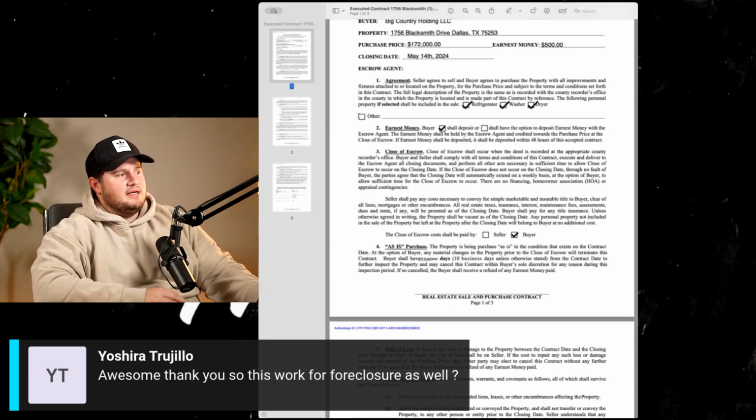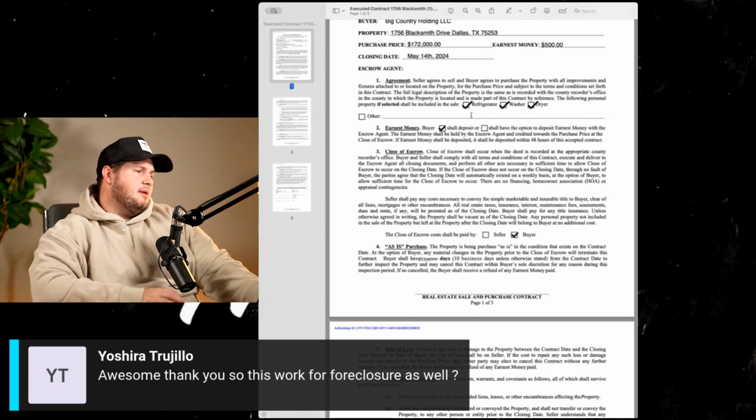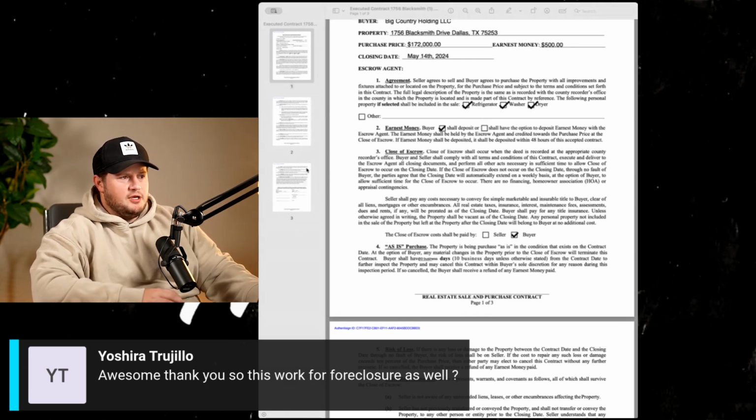you check this little box, other, and you say, like in this one, it says the refrigerator, washer, dryer is actually included. What I do just to keep it simple oftentimes is check this other box and say all personal property remaining in subject home after close of escrow shall convey, right? So any personal property left in the home after close of escrow shall convey, meaning it belongs to the new owner. Okay. So that's how you protect yourself there.